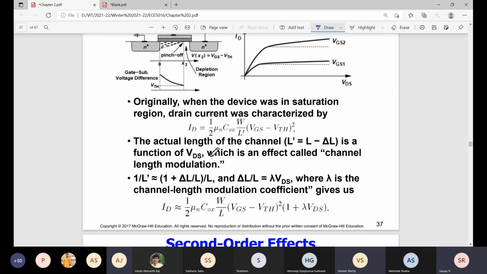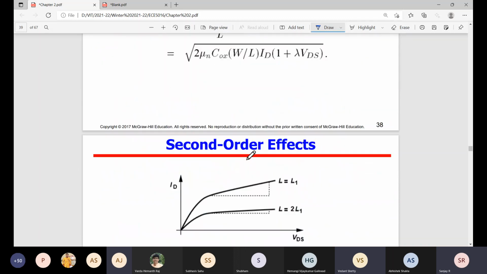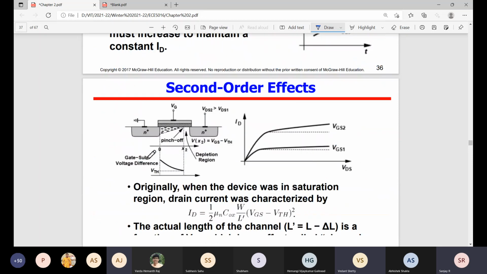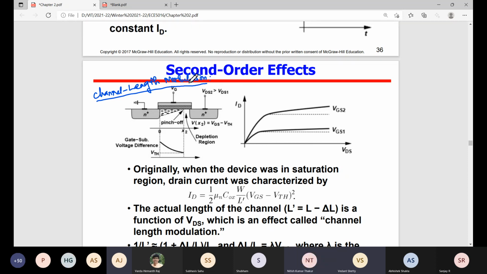Okay, so we'll discuss channel length modulation and subthreshold leakage. After that we'll finish. So now channel length modulation. What is channel length modulation? Anyone can remember? Current ID becomes proportional to VDS. That's fine. When VDS is greater than VGS minus VT, then channel length modulation occurs.